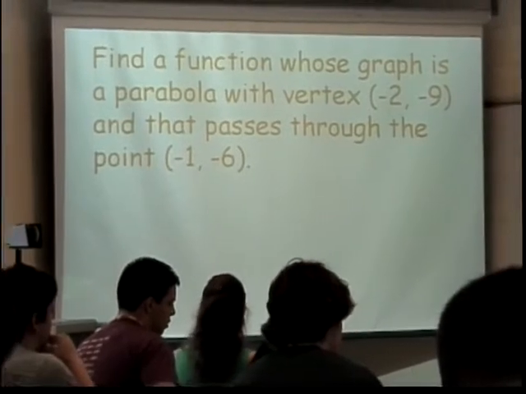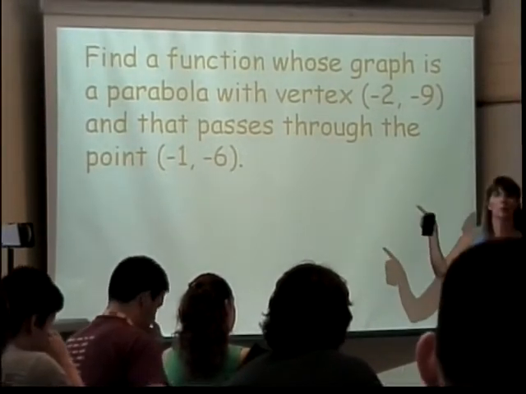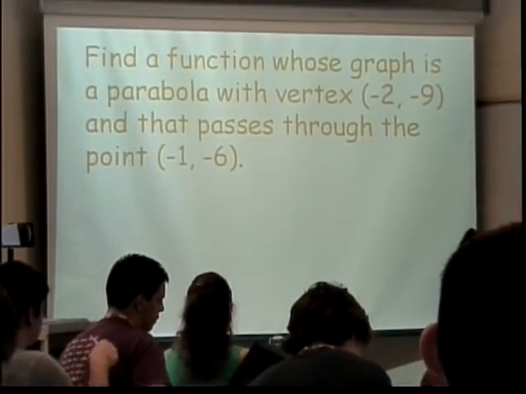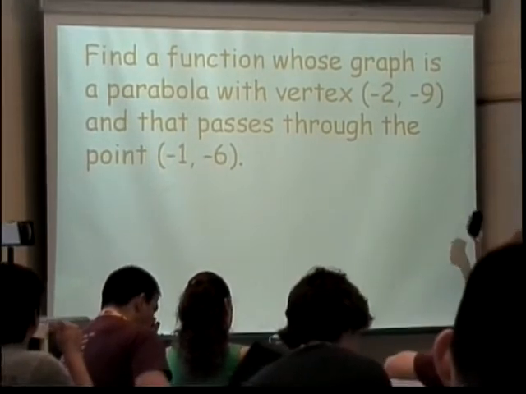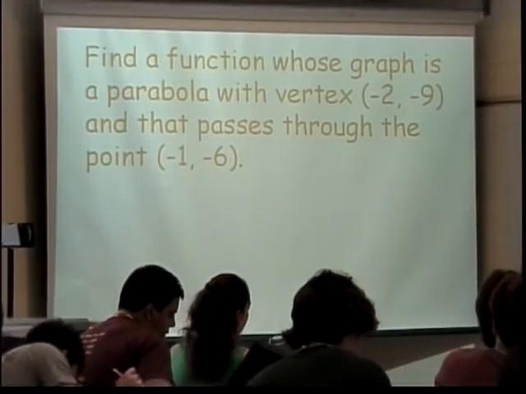Now, here I have a problem that says find a function whose graph is a parabola. In other words, we know we're gonna have an x squared something or other, with a vertex at -2, -9, that was from Friday, and it goes through the point -1, -6. How do you think I'm gonna do that?